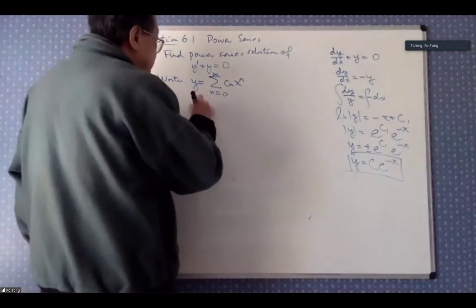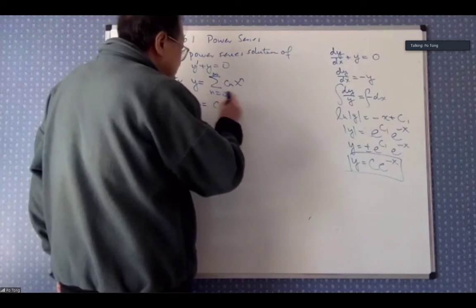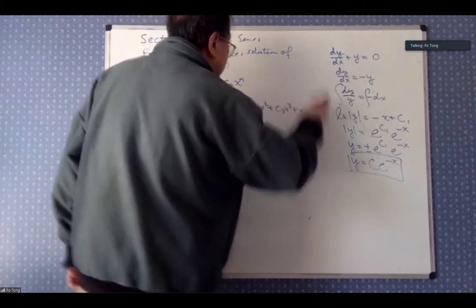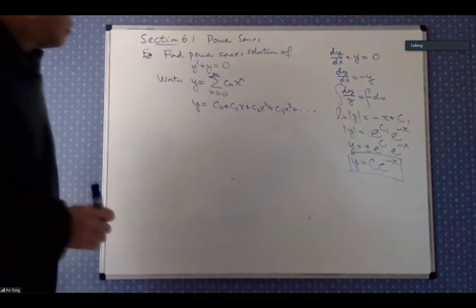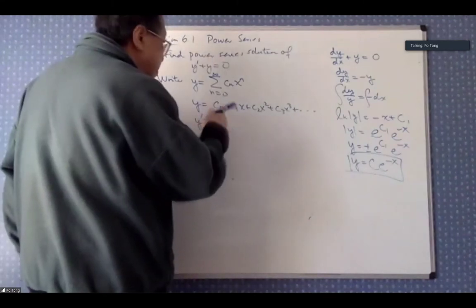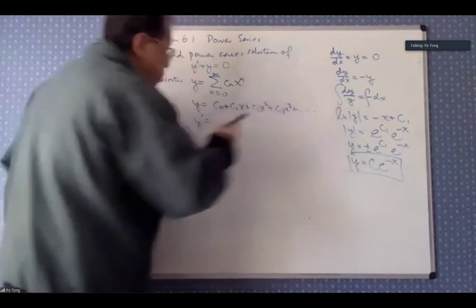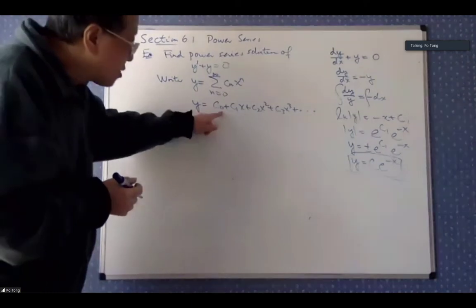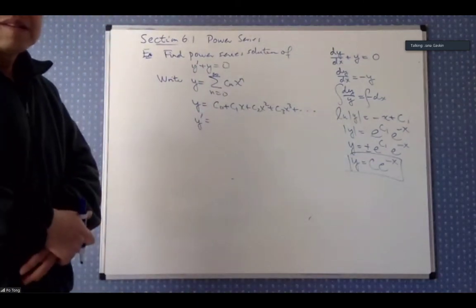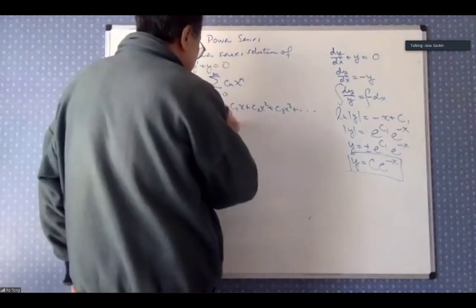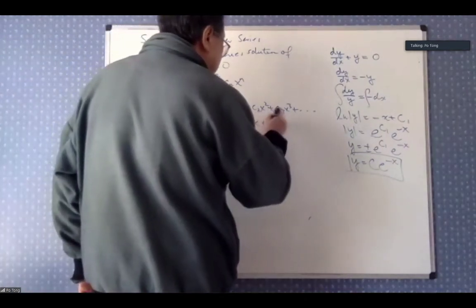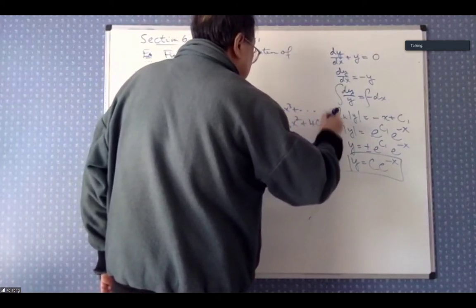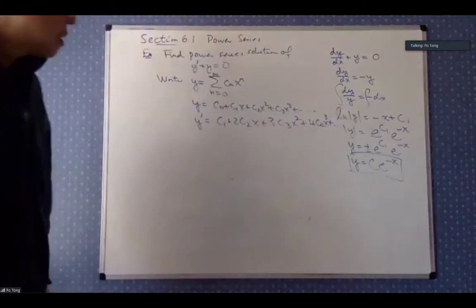Now I'm going to be more explicit. This one is C0 plus C1x plus C2x squared, C3x cubed, and so on. So what would be y prime? Based on this, what would be y prime? Y prime would be, what's the derivative of C0? 0, plus C1 plus 2C2x. Very good. Is that okay? That's my y prime.